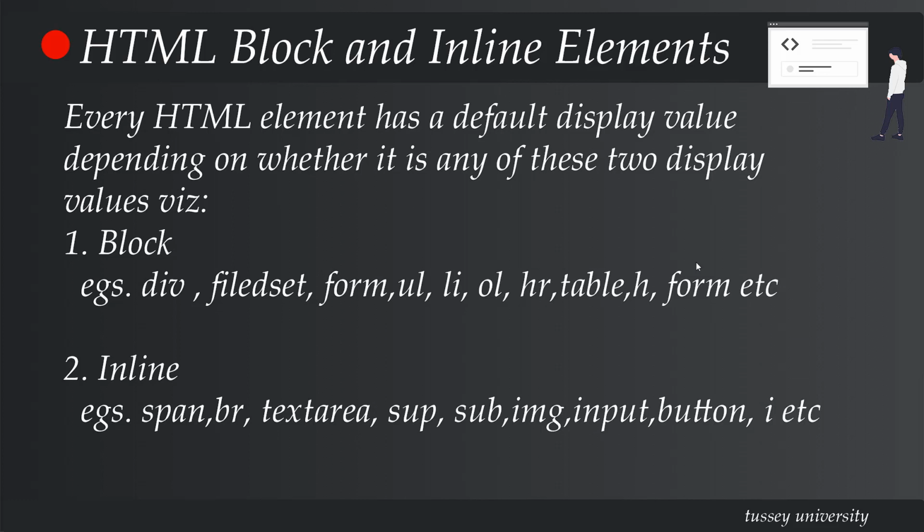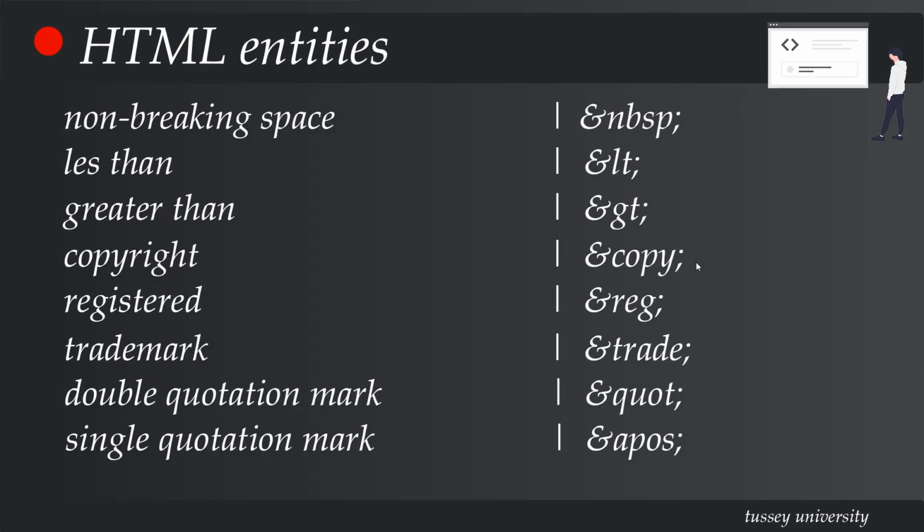Then the inline examples: span, br, textarea, sub, sup. Then we have the image, img, then input, button. Then we have i when you want to add an icon, etc. We'll talk about that once again.